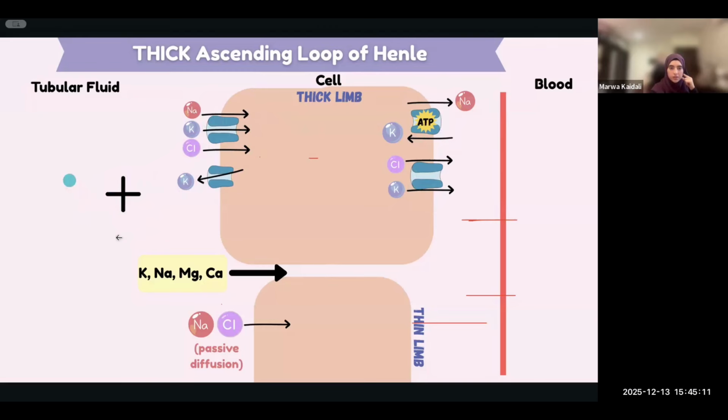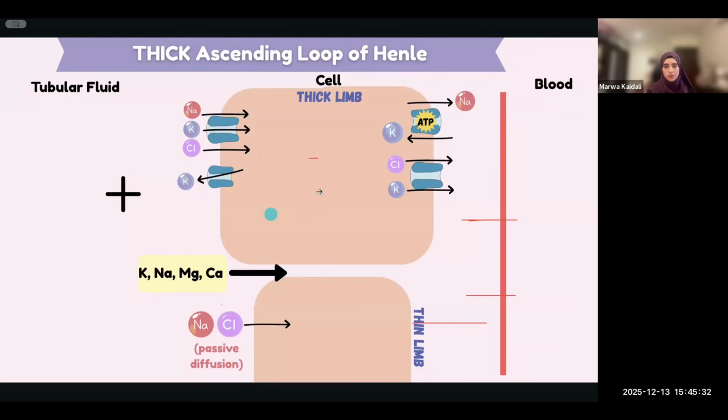Okay, now this positive voltage is going to push these cations to be reabsorbed paracellularly. Of these, we have potassium, sodium, magnesium, and calcium. Remember magnesium and calcium because we're going to see them later on. So again, remember magnesium, calcium. Okay, they're going to be reabsorbed paracellularly because of the potassium backleak.